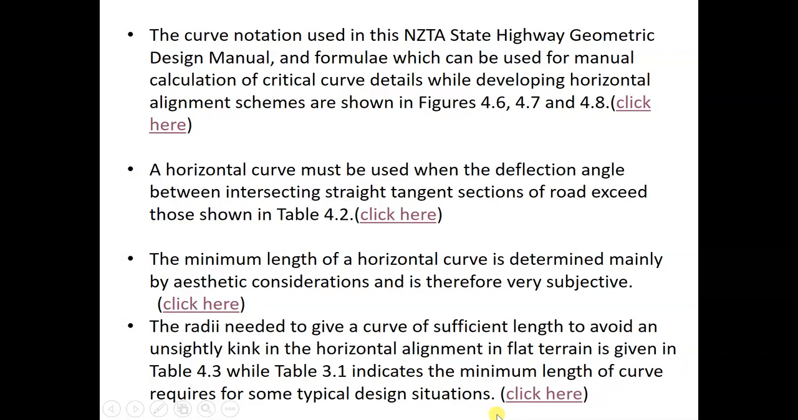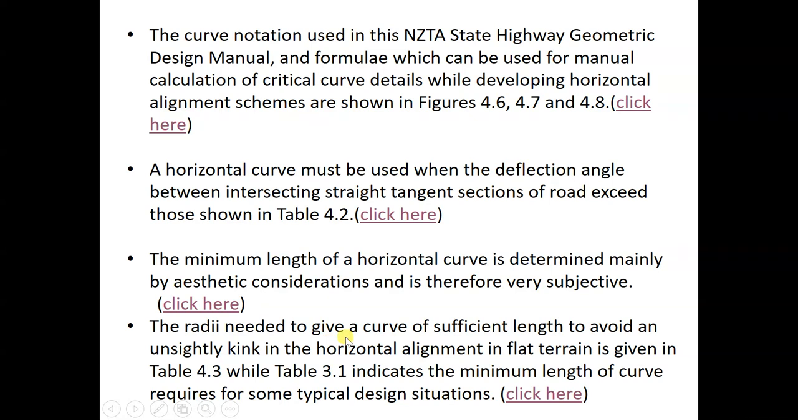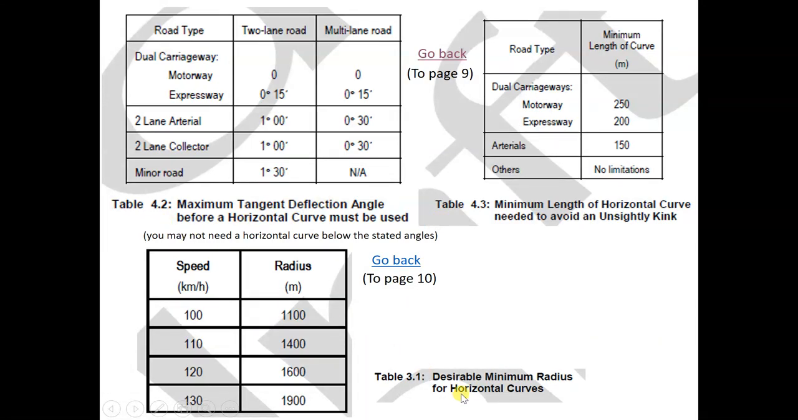Okay, this one is related to the radii needed to give a curve of sufficient length to avoid a kink. And we need to look at table 4.3 and 3.1. This is 3.1. You know, 4.3, this one, the minimum length and the desirable minimum radius for horizontal curve. So these are the minimums, like 250 for motorway, 250, 200, 150 for the different types, minimum curvature length.